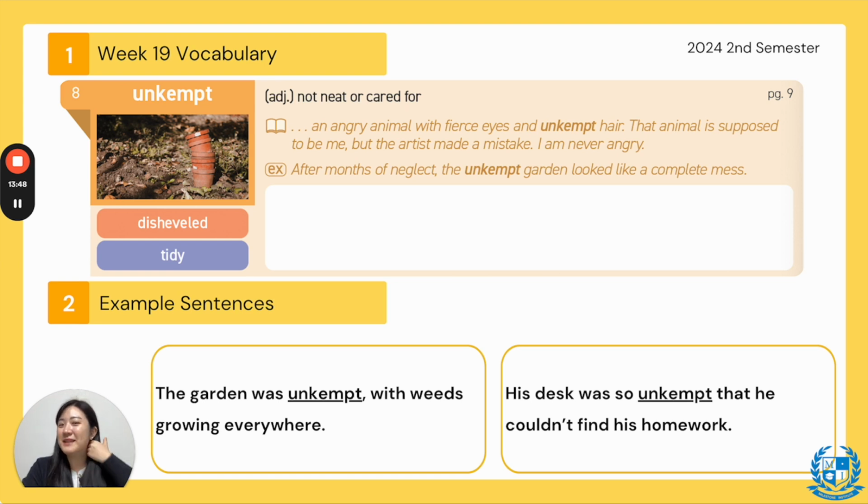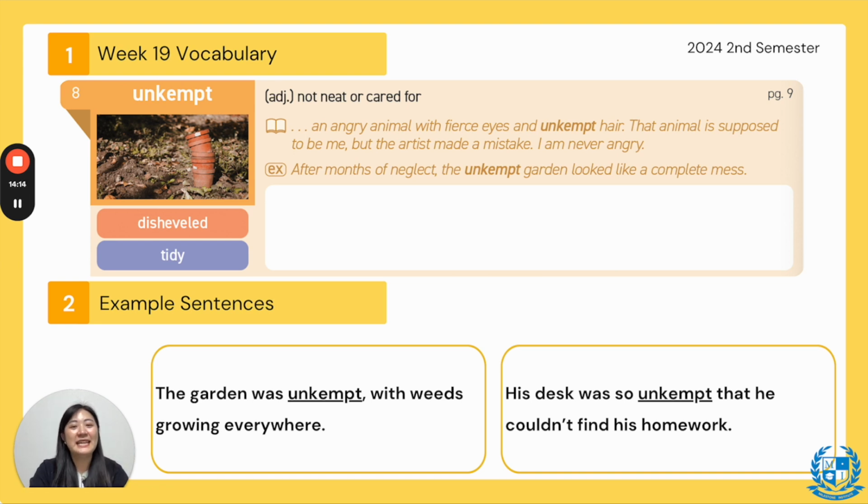After months of neglect, the unkempt garden looked like a complete mess. So maybe in the garden there were many weeds and bushes and maybe shovels and dirt everywhere. It was not clean and it was not taken care of. Over here, it says the garden was unkempt with weeds growing everywhere. Oh, that's kind of similar to the sentence above. So let's move on to the next one.